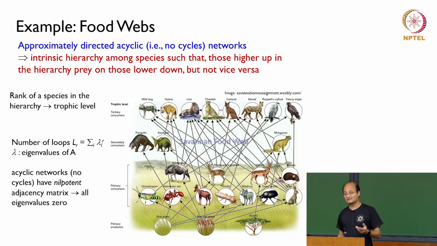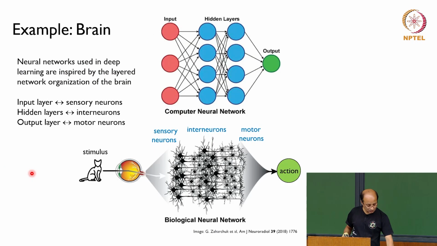So this is another example of a hierarchical system. Another example is of course the brain. If you look at the brain, the classic cartoon of a brain is that you have these inputs, typically the sensory neurons which are connected to your sensory organs, and then you have lots of interneurons, and then finally you've got the output of the motor neurons which will give the impulses to the muscles, right?